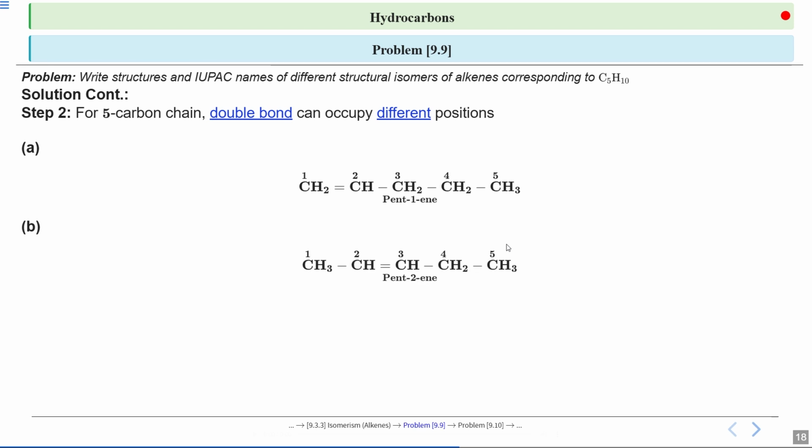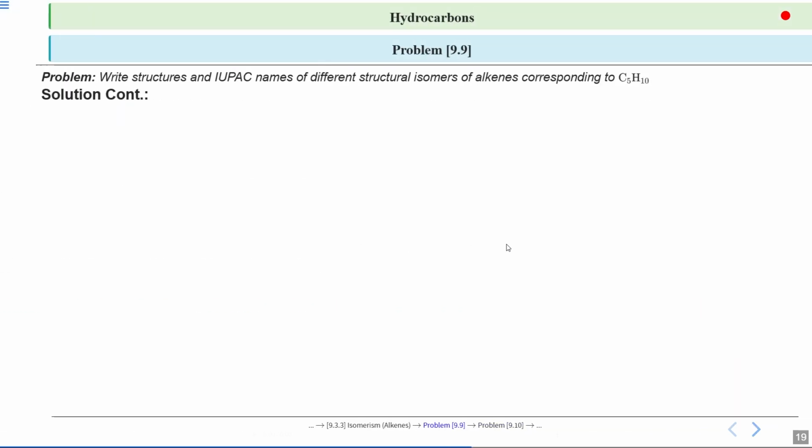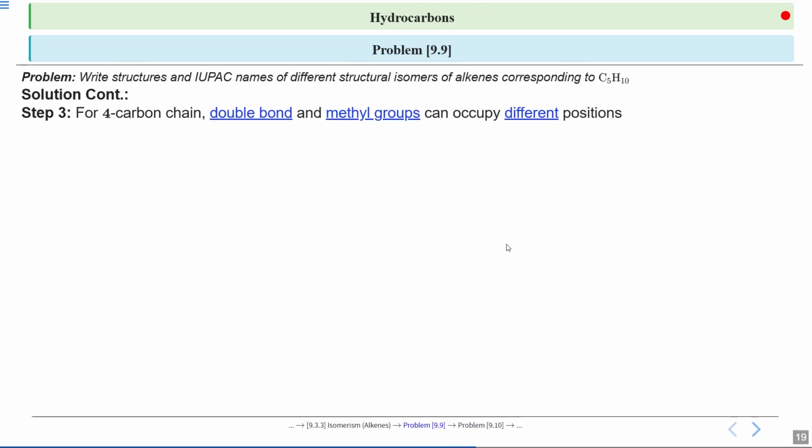The next isomer shown is pent-2-ene. Here the double bond is between the second and third carbon atoms. The name pent-2-ene reflects the position of the double bond, which is crucial for distinguishing between different isomers. Continuing further, so we are done with the position isomers for the first case.